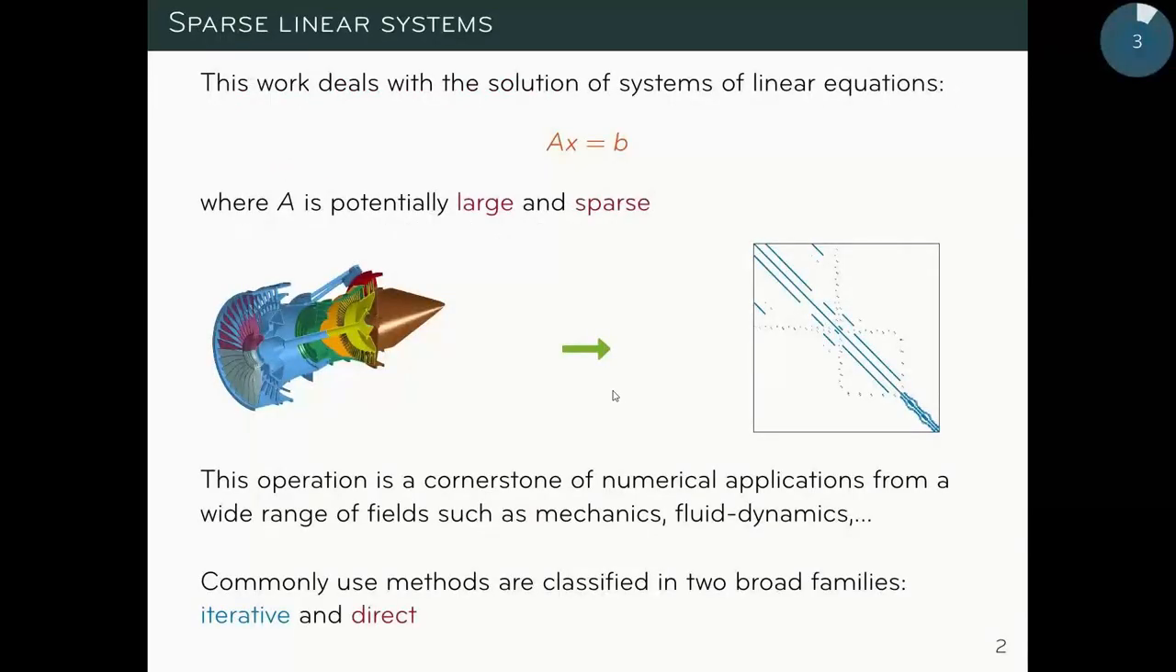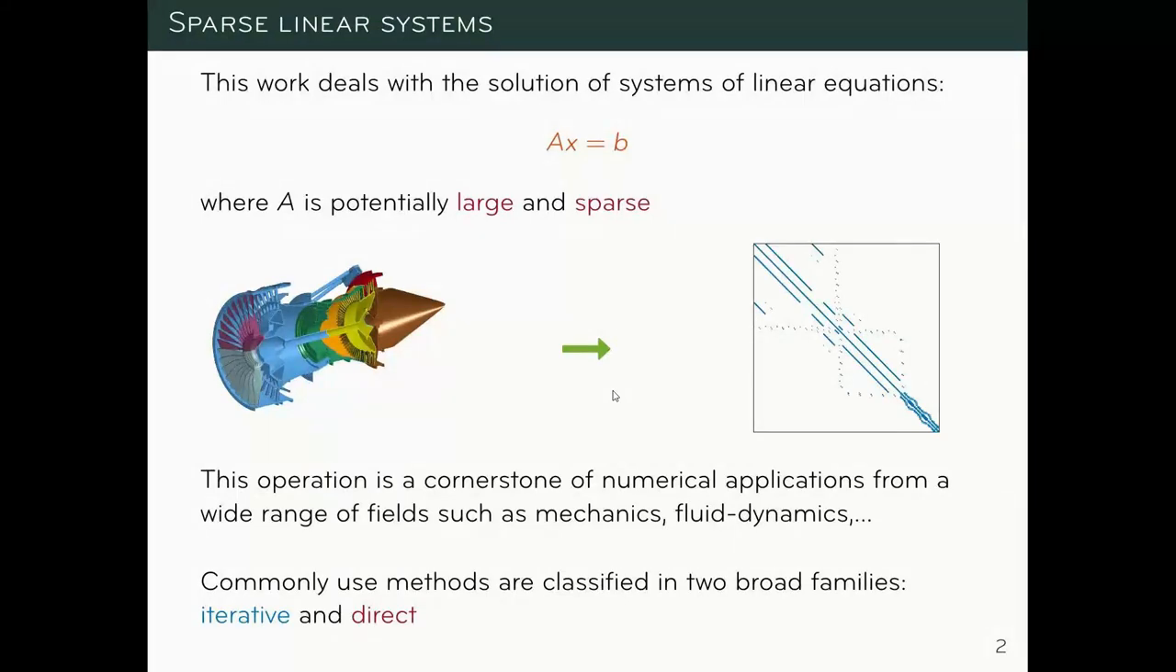As I said, the subject of this talk is the solution of linear systems of the type AX equals B, and we are interested in the case where the matrix A is potentially large and sparse. As you might know, the most commonly used techniques for solving this type of problem can be roughly classified into two very broad families: iterative methods and direct methods. Iterative methods are well known for being generally scalable and efficient, but their efficiency depends on the spectral properties of the matrix A. In some cases, the problem may be so numerically difficult that iterative methods converge very slowly or may not converge at all.